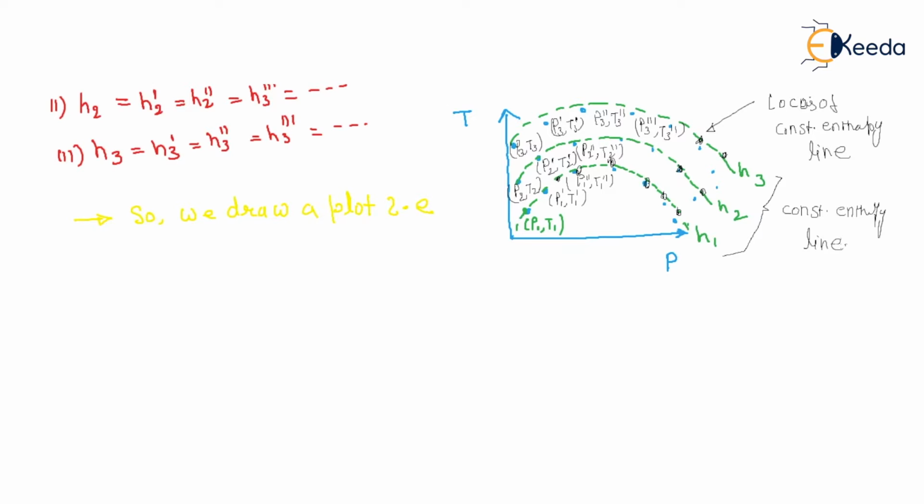Now if we repeat this experiment, we now change the inlet condition. Let's suppose P2 and T2, some other value corresponding to the other enthalpy H2, to generate other outlet conditions like P2 dash T2 dash, P2 double dash T2 double dash, and all these points have the same enthalpy line H2.